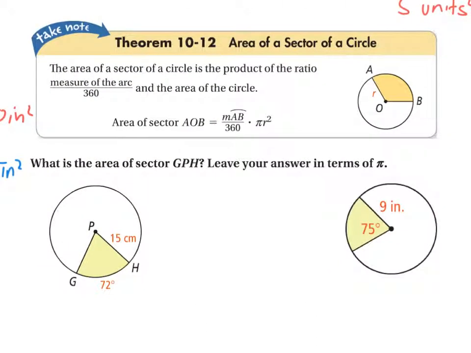And so, here is our formula for the area of a sector. Okay, and notice how they named the sector. Area of sector AOB. Okay, A and B are the end points of the arc. O is then the center of the circle. Okay, so they're going to name it AOB. But the area of that sector is going to be the measure of the arc over 360 times area of the circle, pi r squared. Okay?